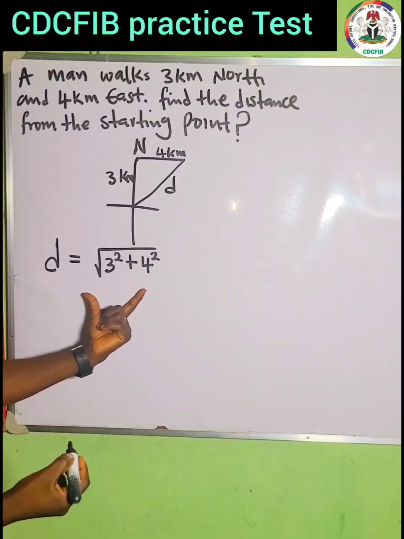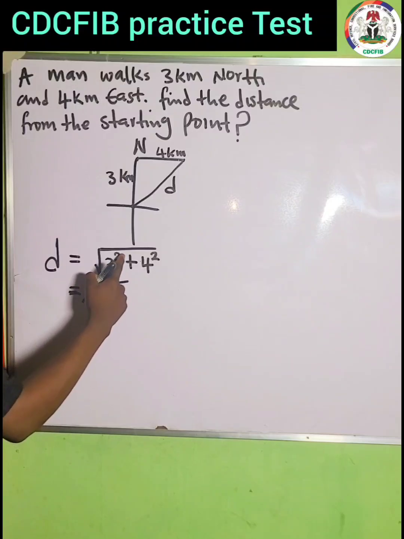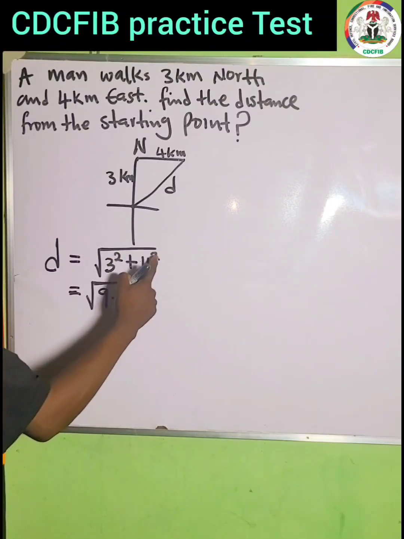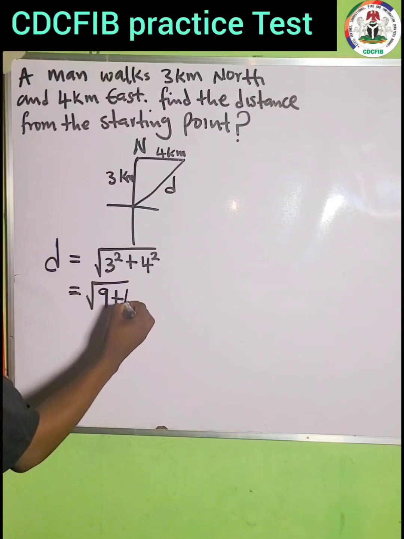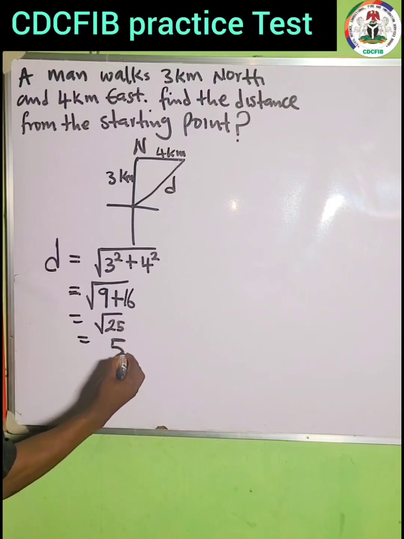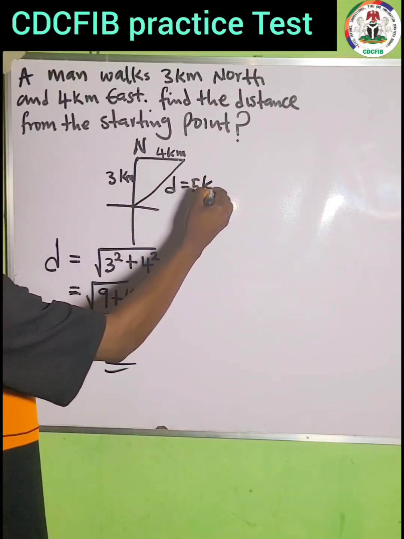Now we find our distance from here. This is going to be equal to square root of 3 to power 2, which implies 3 multiplied by 3, which is going to give us 9, then plus 4 to the power of 2 is 4 multiplied by 4, which is going to be 16. Then 9 plus 16 is going to give us 25. And when you take the square root of 25, it's going to give us 5. So therefore, the distance is going to be 5 kilometers.